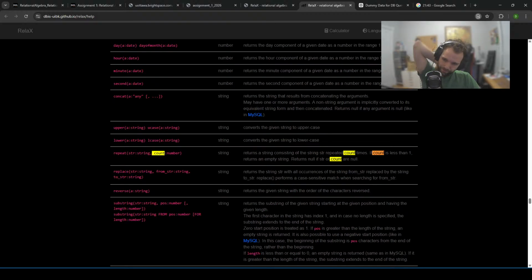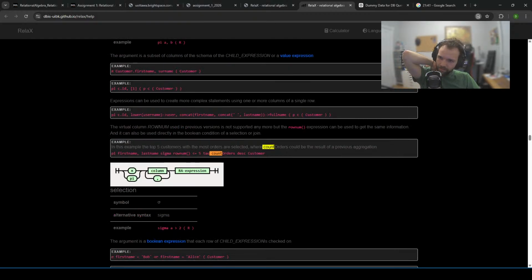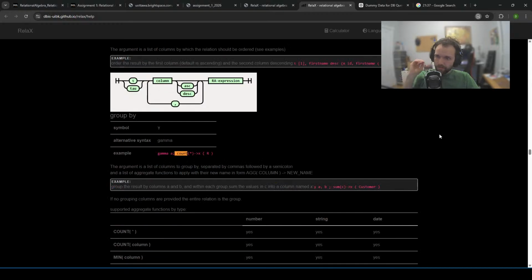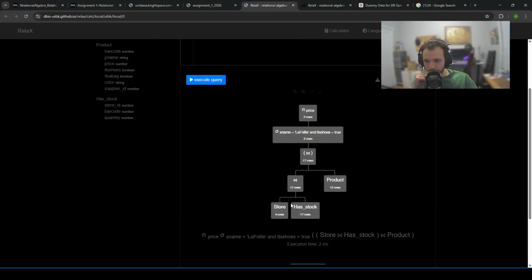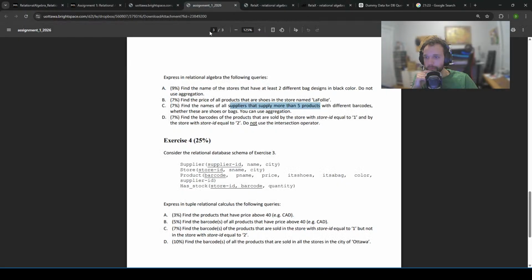Okay, I'm going to assume that count is used as it is here. They don't make it terribly straightforward what they're talking about here, but we're going to go with it. It uses group by as well, which is probably a good idea. We were looking for: find the names of all suppliers that supply more than 5 products with different barcodes.